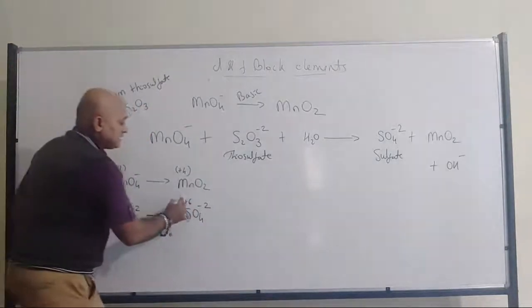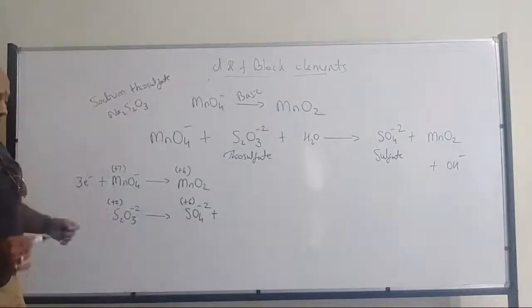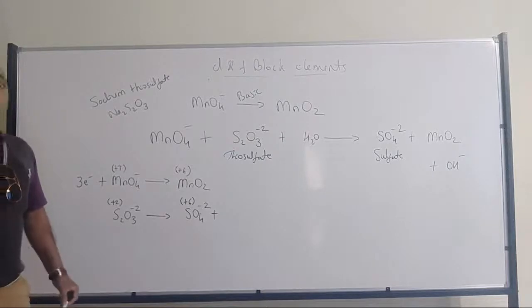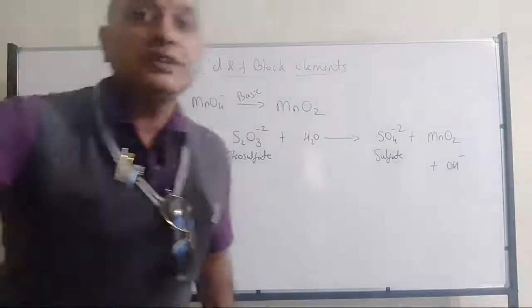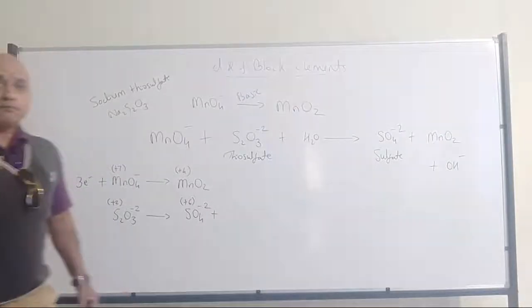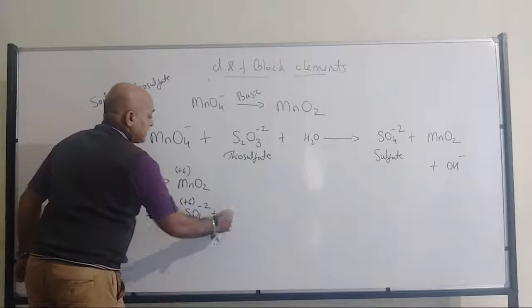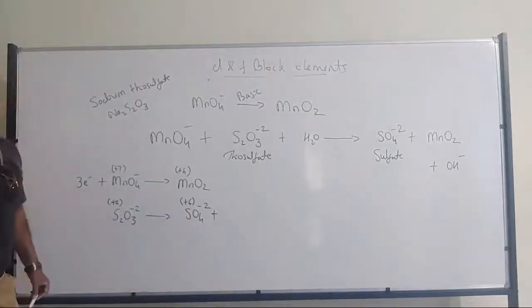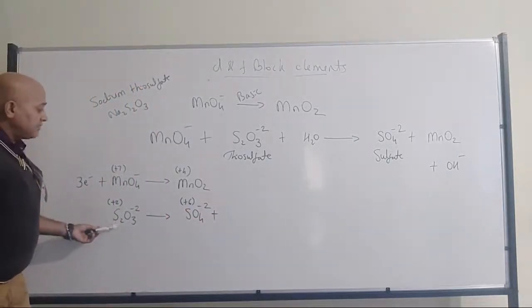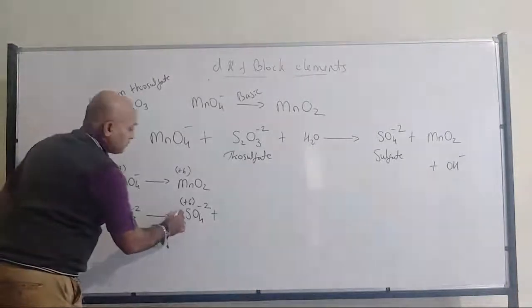That means here it has to lose the electron. How many electrons? It's actually 4 electrons by each sulfur. Please remember, that's where we made the mistake. I wrote directly as 4 electrons, but actually how many sulfurs are there? So 2 sulfate ions have to be formed.